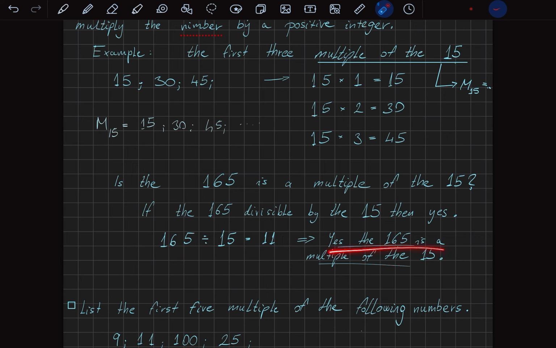So yes, 165 is a multiple of 15, because 11 times 15 is 165. Sorry, 165.